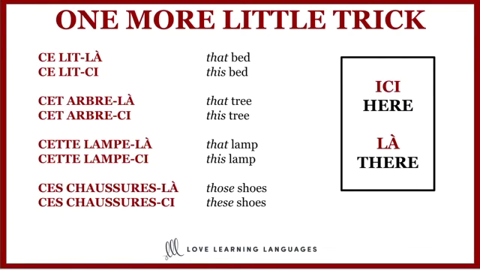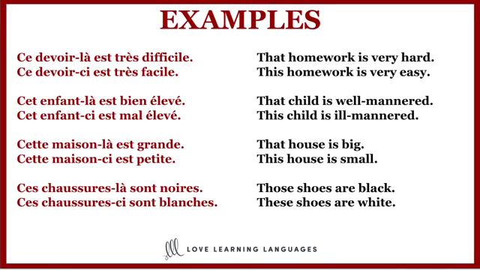Okay, so, all right, you want to see some examples with that? Ce devoir-là est très difficile. That homework is very hard. Or ce devoir-ci est très facile. This homework is very easy. Cet enfant-là est bien élevé. That child is well-mannered. Cet enfant-ci est mal élevé. This child is ill-mannered. You see the difference between this and that when we put the là and the ci.